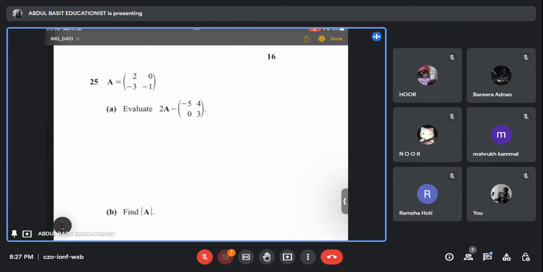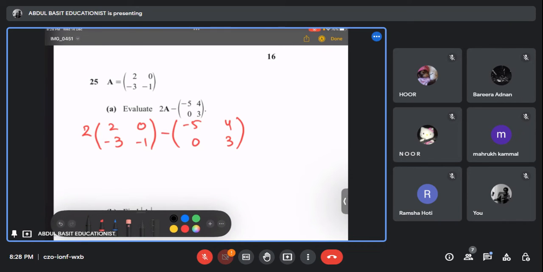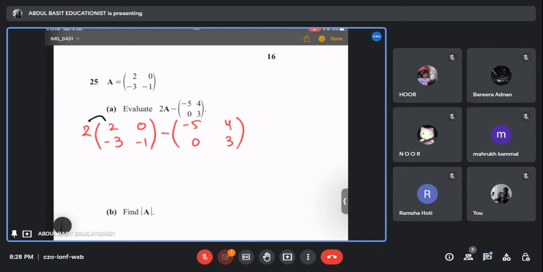Evaluate 2A minus 5043. So it's as simple as that. So the value of A is 2, minus 3, 0, minus 1, bracket close, minus 5043. So we have to multiply 2 with the whole matrix. So let's do it. 2 twos are 4, 2 zeros are 0, 2 into minus 3 is minus 6, 2 into minus 1 is minus 2, bracket close, minus 5, 0, 4, and 3, bracket.